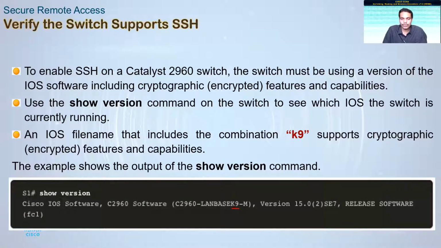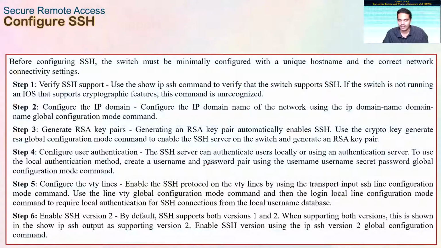So the first thing you need to do is check whether the IOS version supports SSH or not. For that, just type in show version and look at the IOS file name. If it has K9, it supports it. If it doesn't have K9, it's a different thing altogether. Now in the ITN course also, we went through different steps of configuring SSH and securing access through SSH. The same thing is being discussed over here.